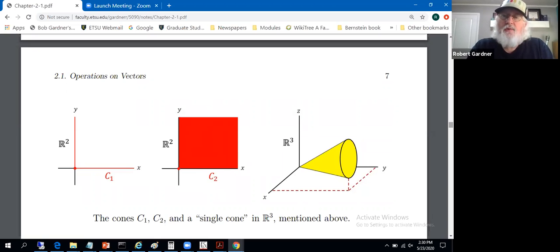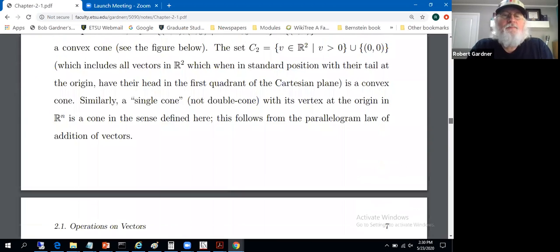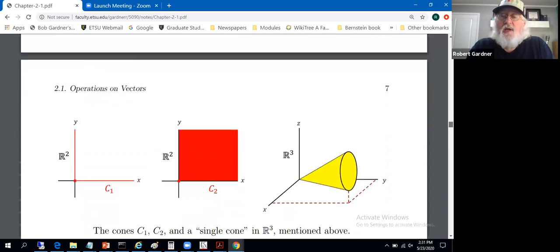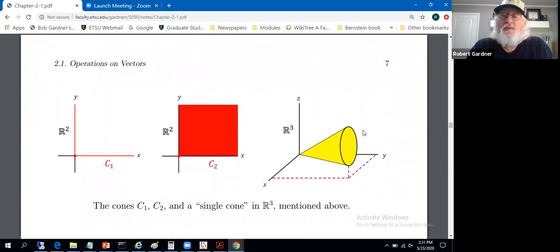In fact, we can go a little further. This picture on the right shows a single cone versus a double cone, like you might encounter when you deal with conic sections in pre-calculus or calculus 2, I think conic sections come up. A single cone with its vertex at the origin in Rn is a cone in the sense defined here. Actually, it's a convex cone in the sense defined here.